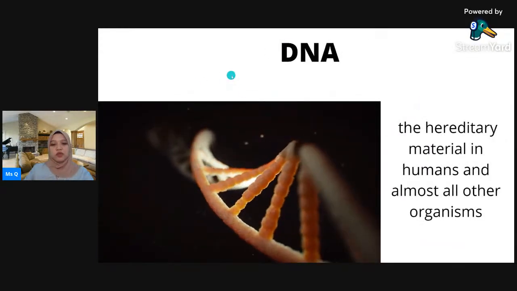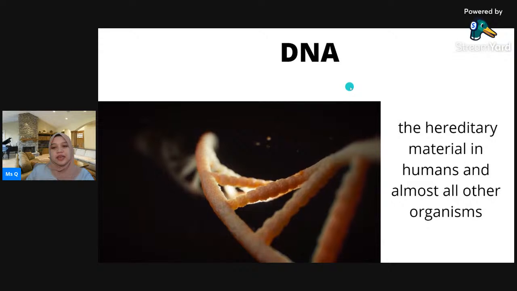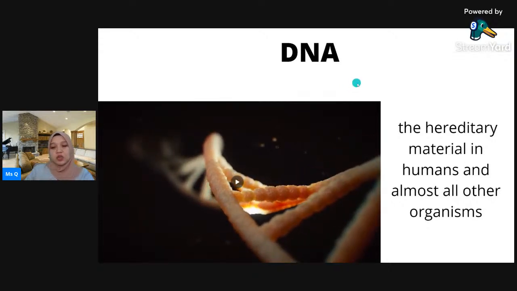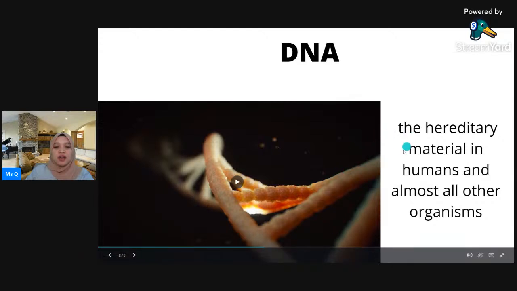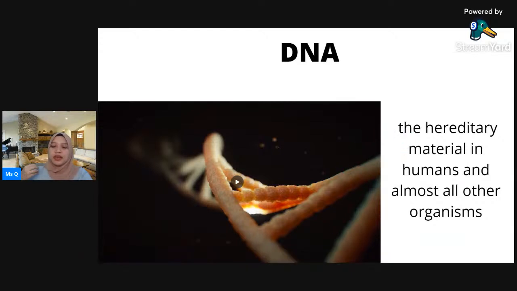I think that most of you knew this already. DNA is the hereditary material in humans and almost all other organisms. Meaning to say, DNA is like a code that we have in our body, in our system, that carries all this hereditary material. For example, if your parents have dimples on their cheeks, perhaps you will get that from your parents, and your parents will pass down their DNA to you. So that is one of the examples of DNA. Okay, right.